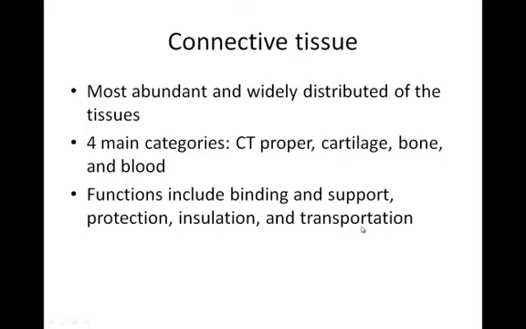Transportation: you can think of bone as transporting us if muscle attaches to bone, but muscle is not a connective tissue. Transportation really comes in the form of blood, because blood transports oxygen throughout our body. Blood transports gases like oxygen and carbon dioxide. Also, blood transports hormones and nutrients throughout the body.